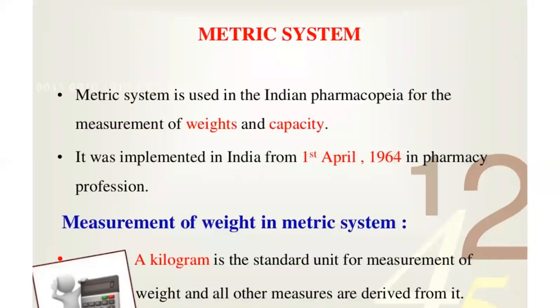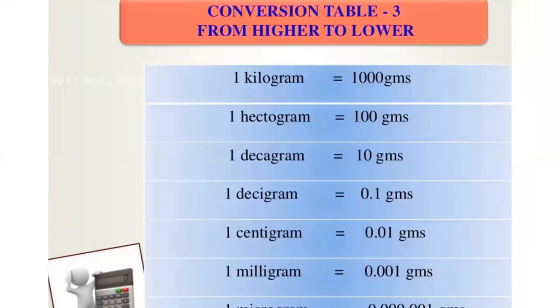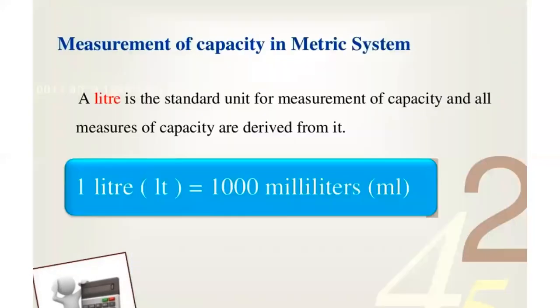Metric system. See, this metric system is mainly used in the Indian Pharmacopoeia. Our Indian Pharmacopoeia mainly uses this metric system. This was implemented in India from 1st April 1964. From 1st April 1964, this metric system has been employed in pharmacy in India. According to the metric system, the kilogram is the standard unit for measuring weights. 1 kilogram is equal to 1000 grams.